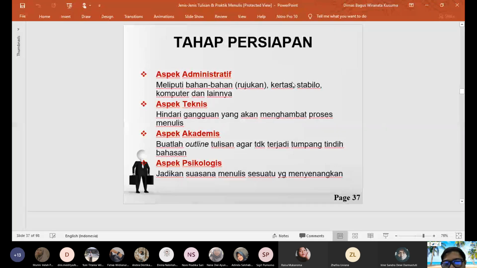Administrative procedures. And the second one is technical things. Technical things means the environments that can support you in making a book. And third one is academic aspects. So I will show you the example.